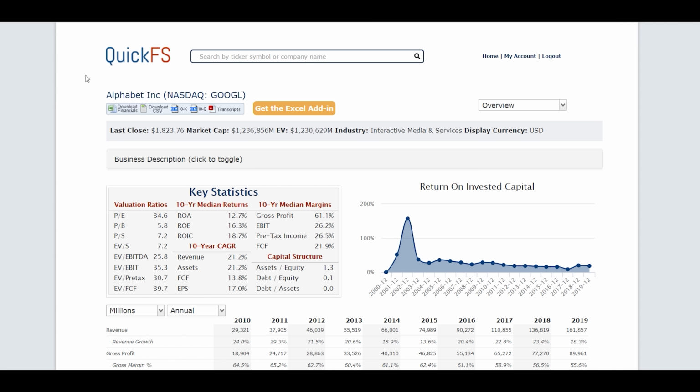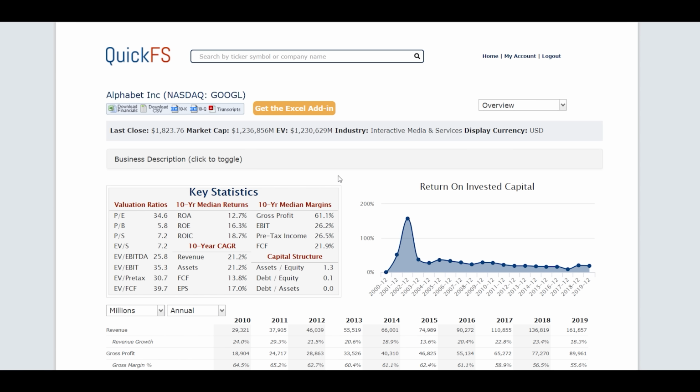And probably the one that I go to these days most frequently is this first one here called QuickFS. I don't know if you guys have heard of QuickFS. I think I've mentioned it in a couple of videos. It's a free website. You do have to make an account, but it's a free account, and once you're in, you get access to all this stuff.